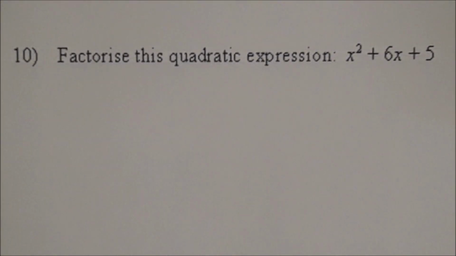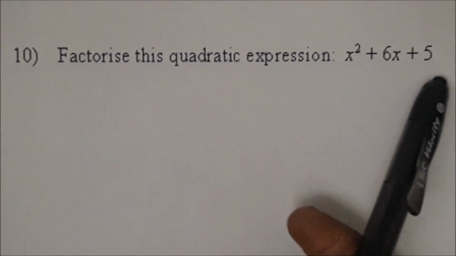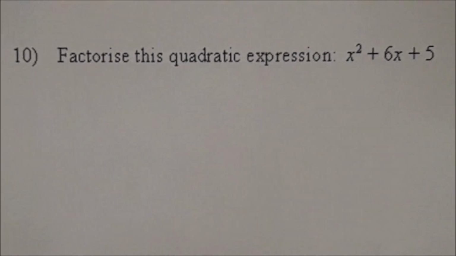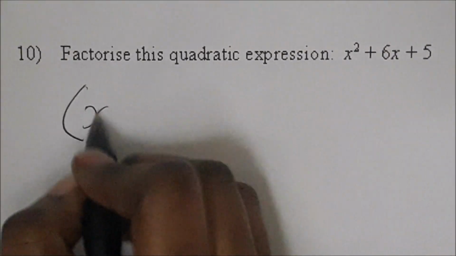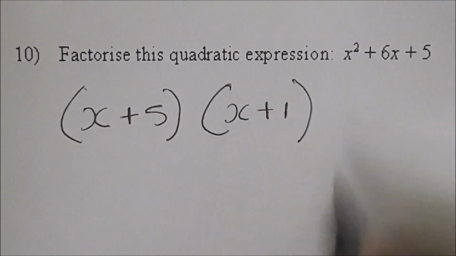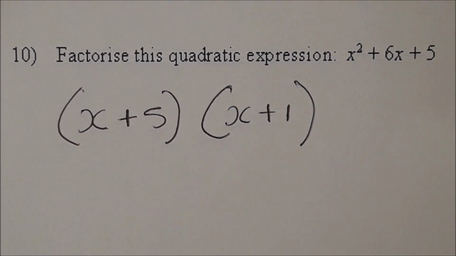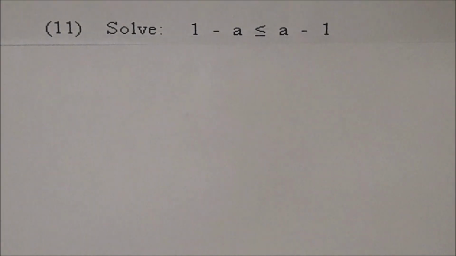Factorize this quadratic expression, x squared plus 6x plus 5. Okay, let's go ahead and work it. We ask ourselves, what two numbers can we multiply that will give us 5 but add to 6? Okay, in this case, it's 5 and 1. So we will write x plus 5 times x plus 1. Very good. So that's it. You just want the factors of that expression, and that's how you write it in brackets, x plus 5 and then x plus 1. 5 times 1 is 5, and then 5 plus 1 is 6. Excellent. Number 11, let's go, Precious.